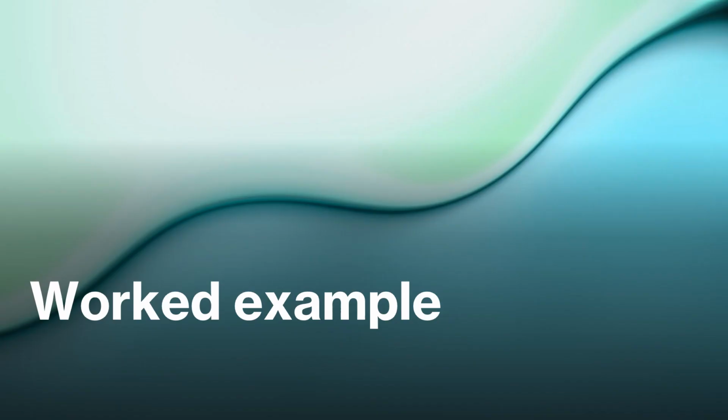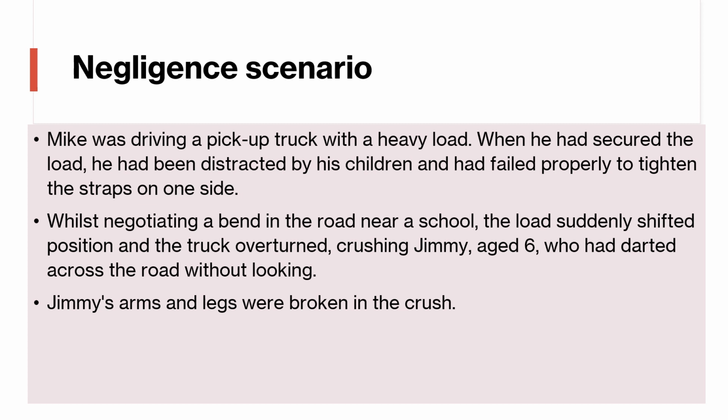So as ever, we're going to do a worked example, just to show you what one looks like. Again, it's not perfect. This is taken from, or at least based on, some students' work. So a basic scenario, again, adapted. Mike was driving a pickup truck with a heavy load. When he secured the load, he'd been distracted by his children and had failed to properly tighten the straps on one side. Whilst negotiating a bend in the road near a school, the load suddenly shifted position and the truck overturned, crushing Jimmy, who had darted across the road without looking. Jimmy's arms and legs were broken in the crush.